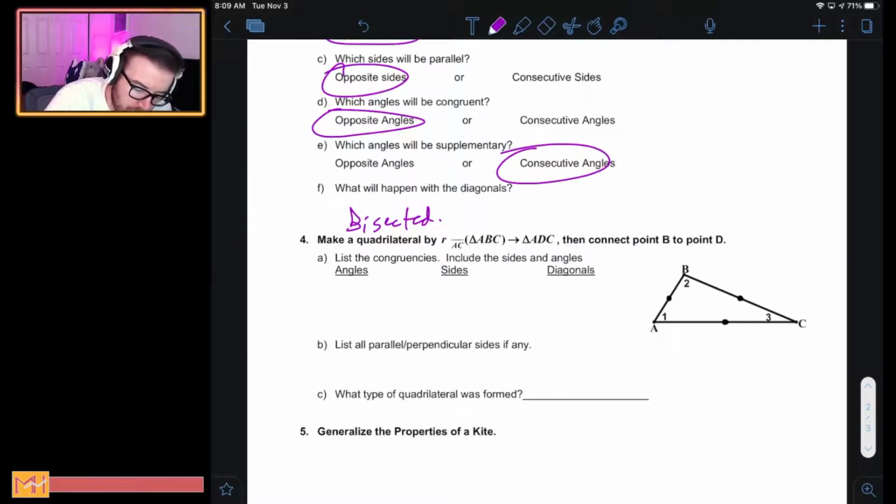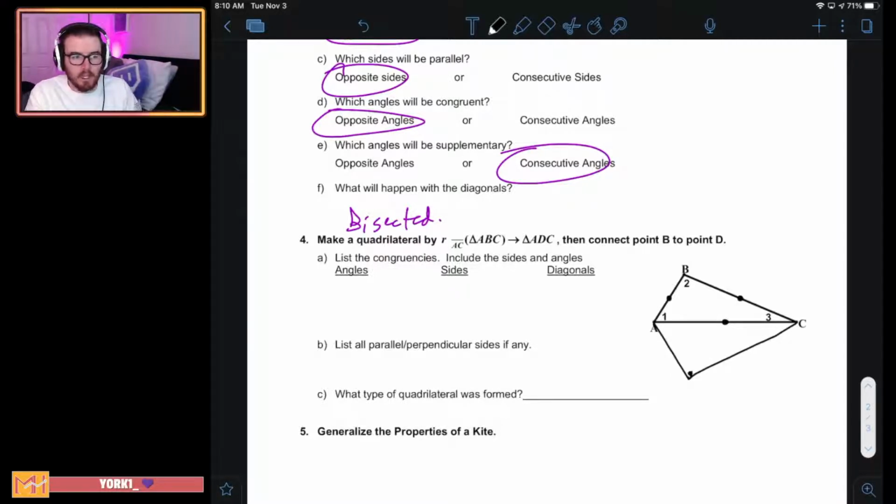All right, real quick, last one. What if we reflected? Just what if? What would the result be? Well, B would reflect right across to here, and we'd end up with this shape. So it didn't turn, it just flipped directly across.